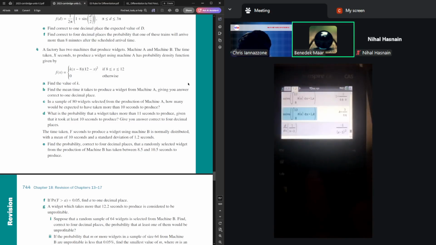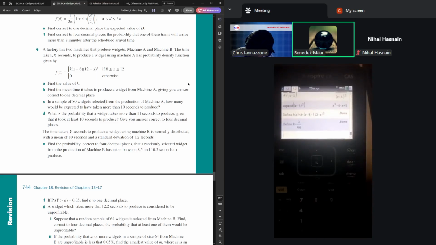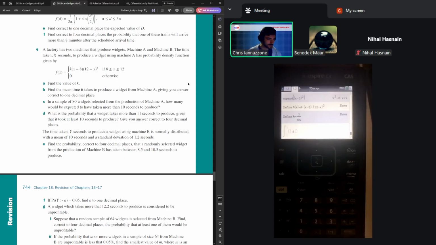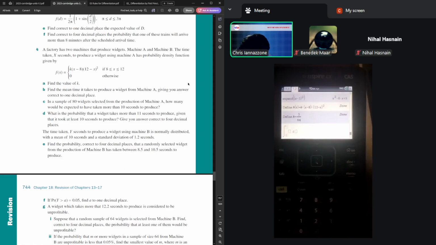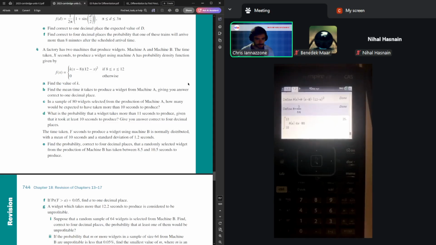Do we calculate the percentage from the distribution and then times it by 80? Yeah, that's exactly what we do. So for more than 10 seconds, that's going to be from 10 to 12. Remember, this is continuous. We don't need to round up to 11, for instance. So exactly as before, 10 to 12 of the function. You can go ahead and just immediately multiply it through by the 80 widgets. And that'll get you a nice clean number of 25. How many would be expected? 25. So I guess you just answer 25 widgets.